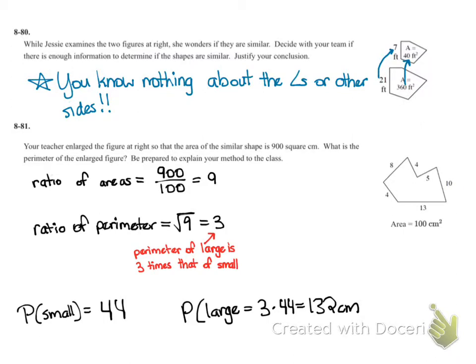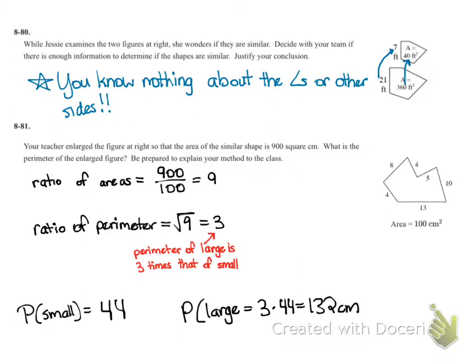Okay, so here's the solutions to this problem. So first thing I tried to do is determine what the ratio of the areas was by comparing. So I did 900 over 100 and got that the ratio of the areas was 9. So then I had to think about how the ratio of the perimeter related to the ratio of the area. Perimeter uses units like inches, feet, centimeters. Area uses feet squared, inches squared, centimeters squared.